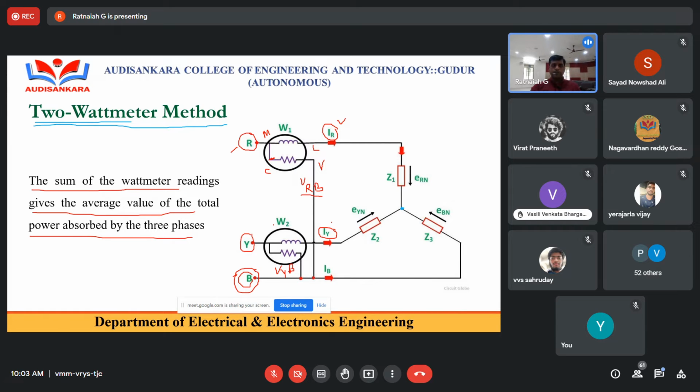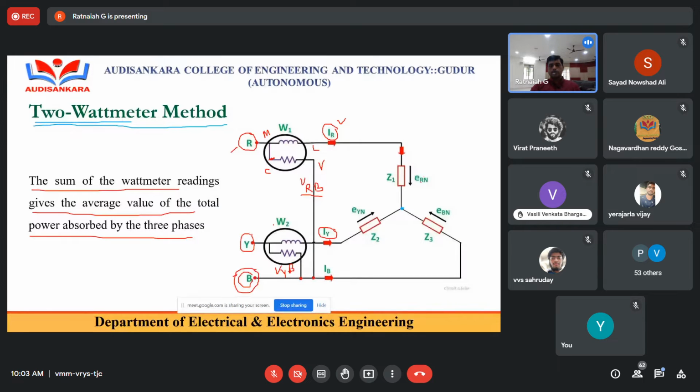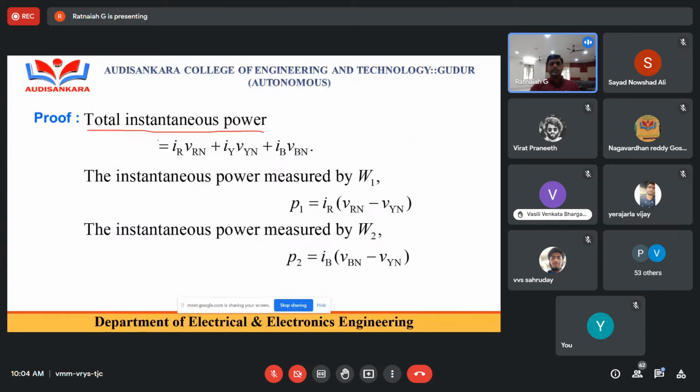Now, to calculate the values, there is a proof to find the total instantaneous power, and then the average power will be calculated. What is the instantaneous power? I already told that these are the phase voltages, ERN, EYN and VBN. The current through the first impedance Z1 is IR, through Z2 is IY, and through the next impedance is IB. So the total instantaneous power is the first phase power, IR into VRN.